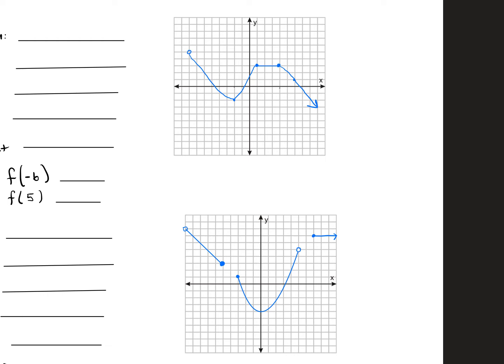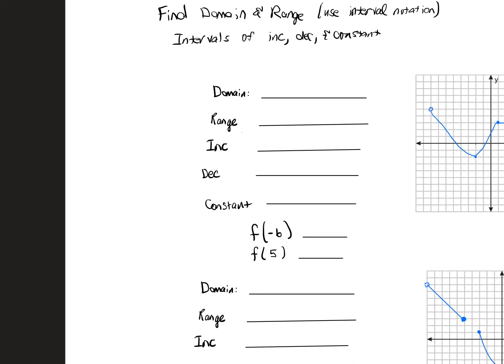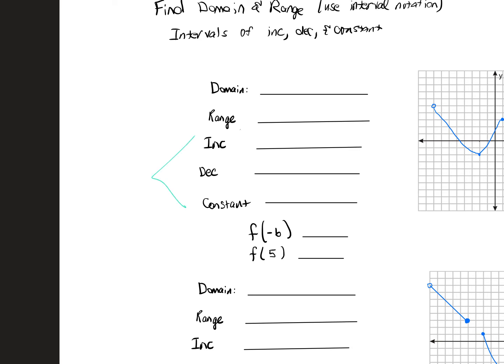But if we look at this top one, I would suggest that you get in the habit of saying, okay, intervals of increase, decrease, constant, x-axis, and just use parentheses. Remind yourself of that. Domain is going to be x from left to right, and range is going to be y from bottom to top. Low to high, however you want to say it.